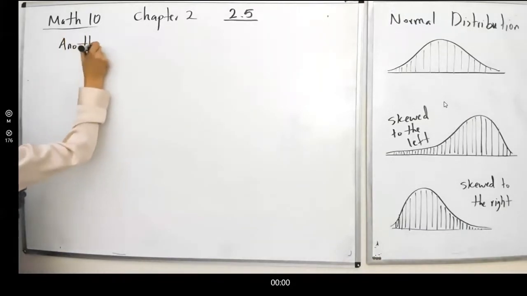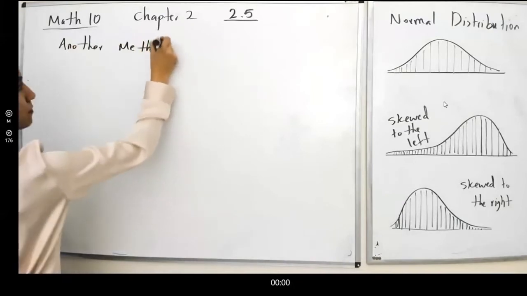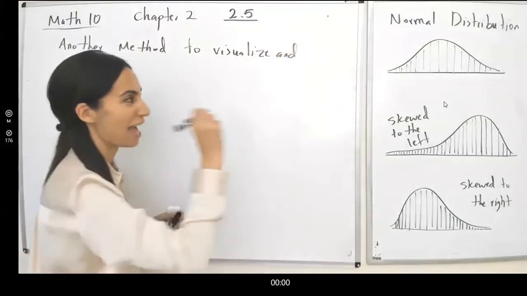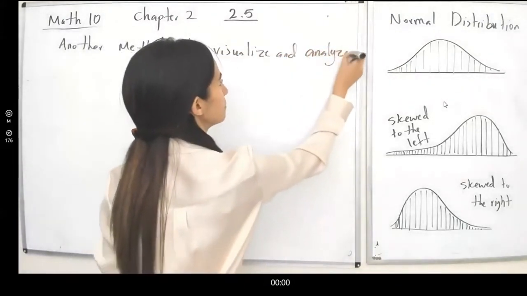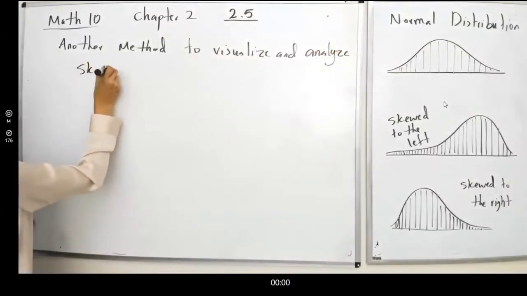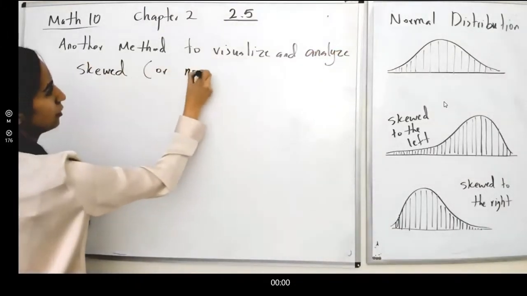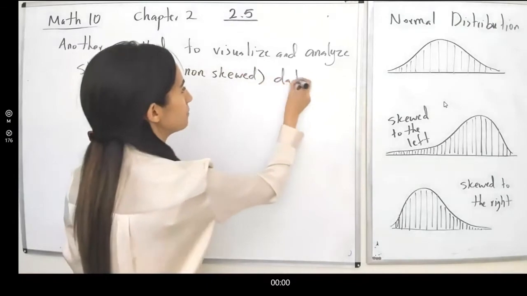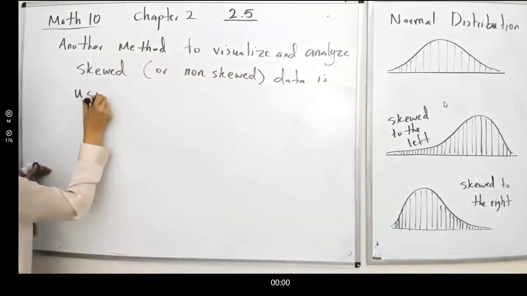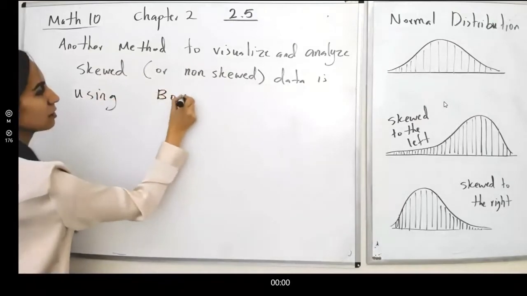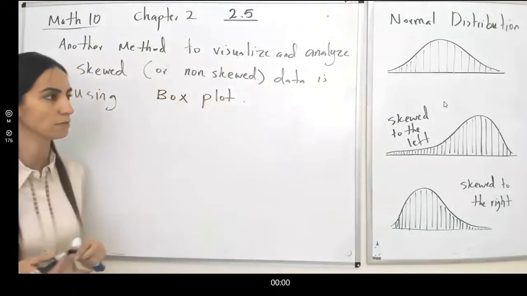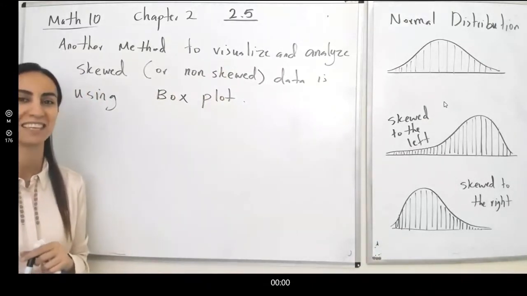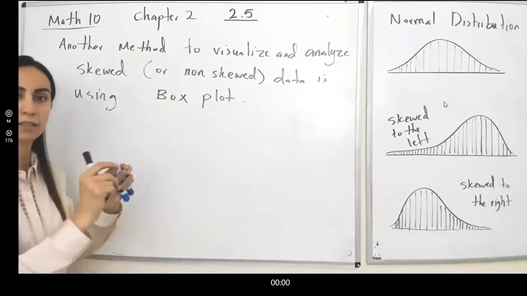Another method to visualize and at the same time analyze skewed or non-skewed, mainly for skewed data, is using a box plot. Okay, box plot, it has a box and it actually has whiskers.